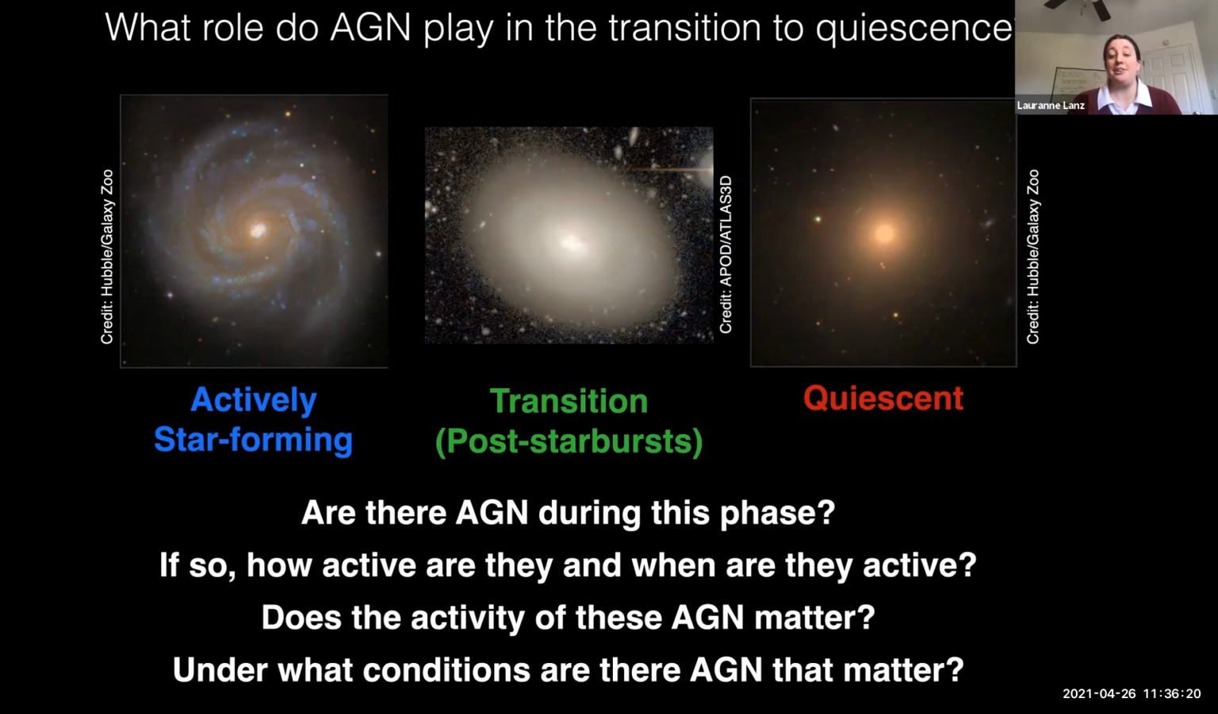Now, this would be a lot to get through in 20 minutes. And quite honestly, I don't actually have the answers to most of these later questions. So all I'm really going to touch on today is, are there AGN during this phase, and how active are they?